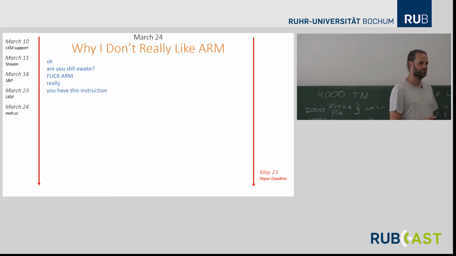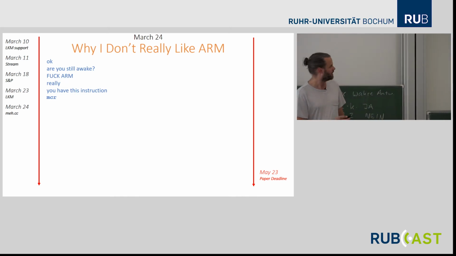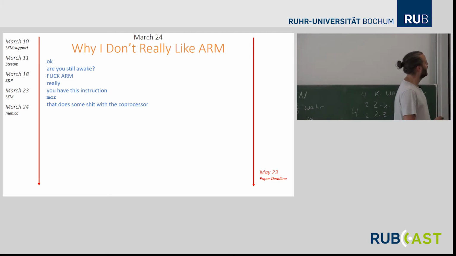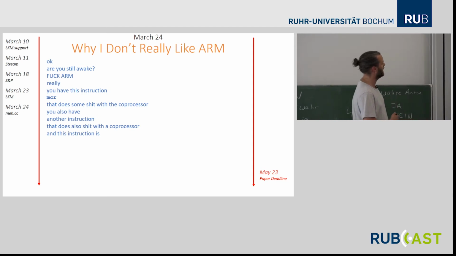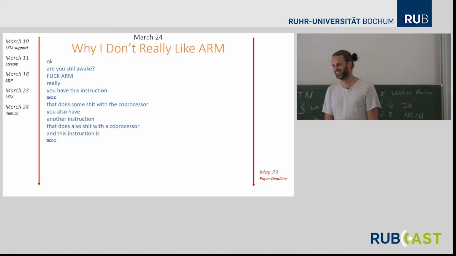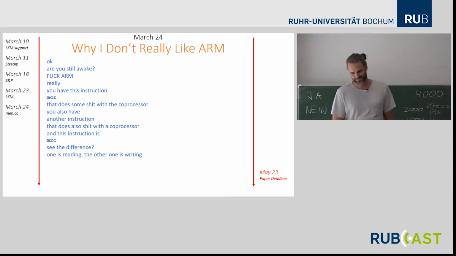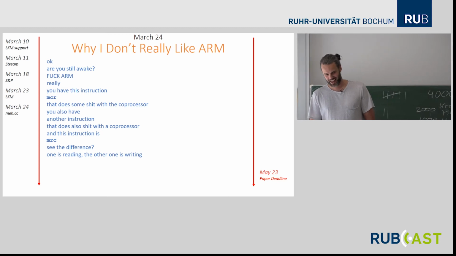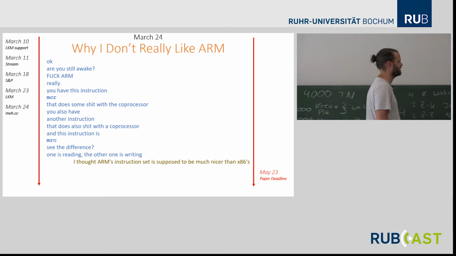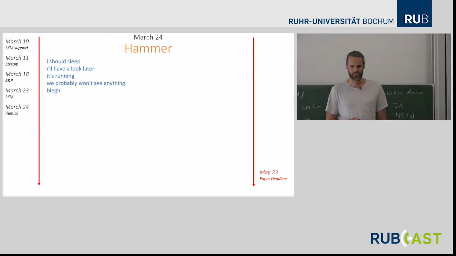So you have this instruction on ARM. I'm not sure, maybe people are familiar. There's instruction MCR that does some stuff with a coprocessor, so-called coprocessor. But you also have another instruction, and that also does something with your coprocessor. And this instruction is MRC. See the difference? The difference was one is reading, and the other one is writing. Yeah, and then ARM said, I thought ARM's instruction set was supposed to be nice. What's nice in x86? Anyway, I should sleep. I'll look at this later.